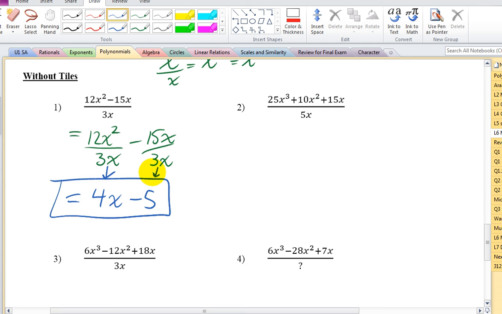Question number 2. How many separate divisions will there be? 3. Go ahead, write them down.